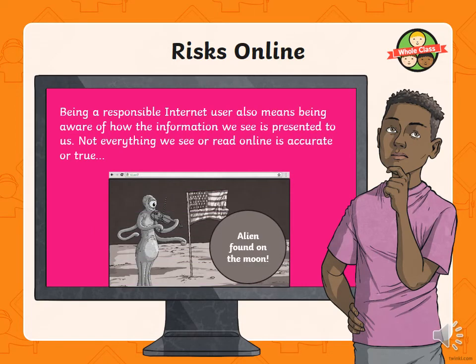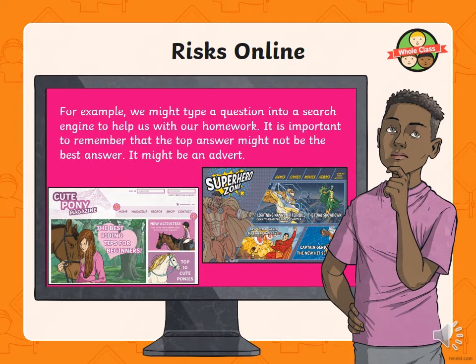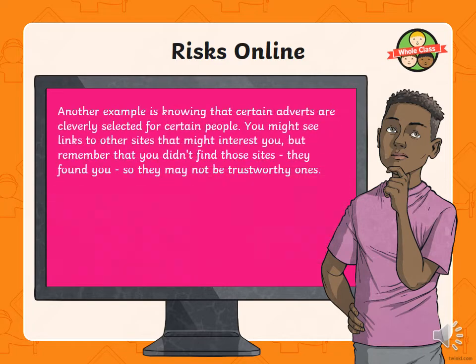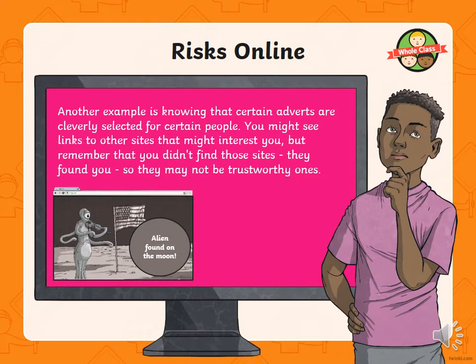Being a responsible internet user also means being aware of how the information we see is presented to us. Not everything we see or read online is accurate or true. For example, we might type a question into a search engine to help us with our homework. It is important to remember that the top answer might not be the best answer, it might be an advert. Another example is knowing that certain adverts are cleverly selected for certain people. You might see links to other sites that might interest you, but remember that you didn't find those sites, they found you, so they may not be trustworthy.